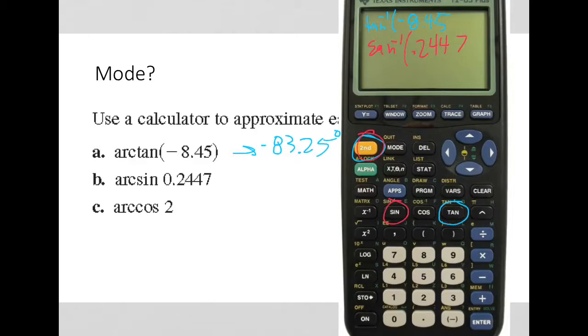And again, let's go ahead and just do this in degree mode. Second sine 0.2447, and you should get 14.164. So 14.164 degrees right there. And then finally the last one, arc cosine of 2. Well, I'm not even going to waste my time doing that because 2 is not in the domain of arc cosine. We can only have inputs between -1 and +1.